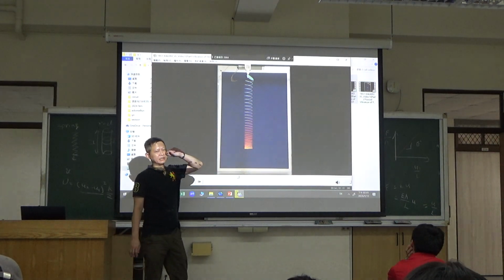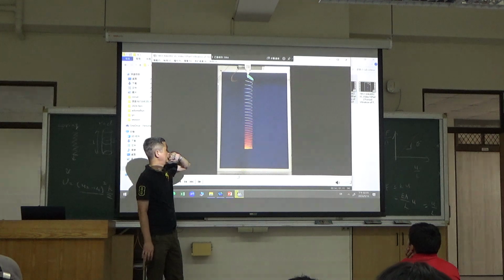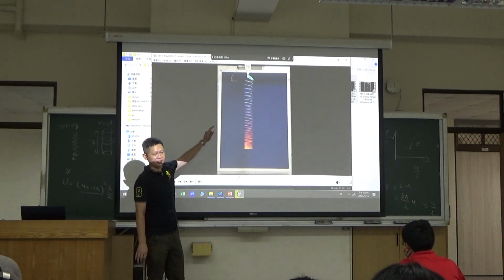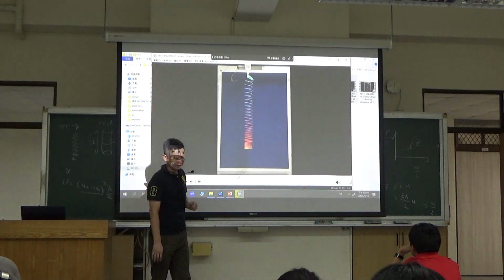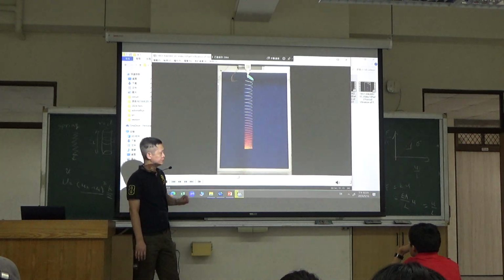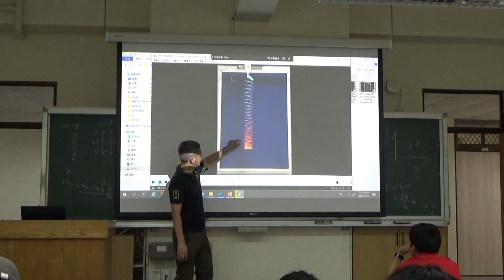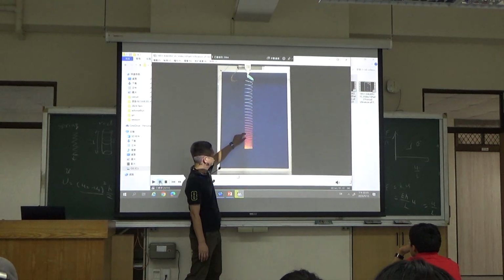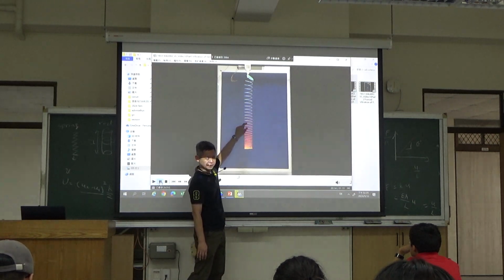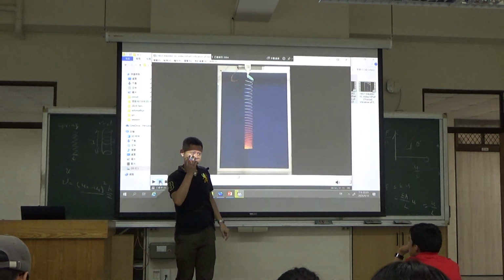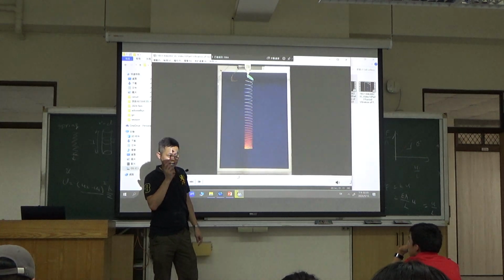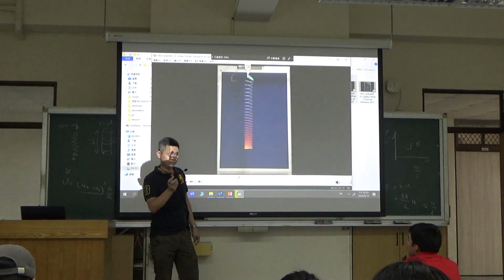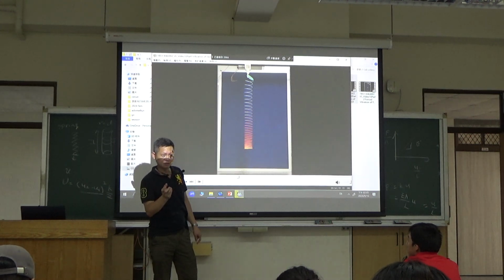So let's see this example. This spring is subjected to a constant gravity. Okay? So for each segment, they are subjected to the same weight per unit length. Is it going to give you a constant extension?